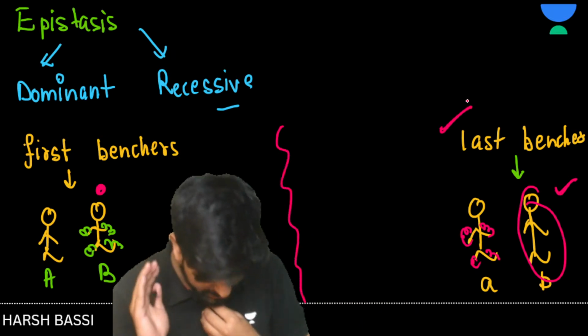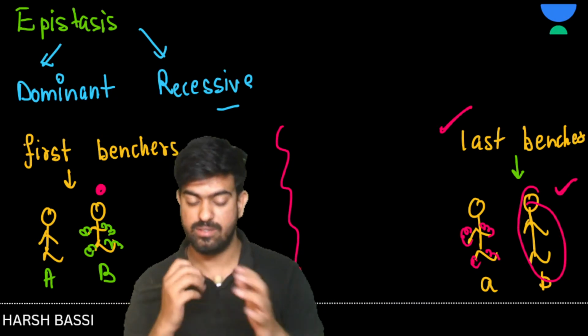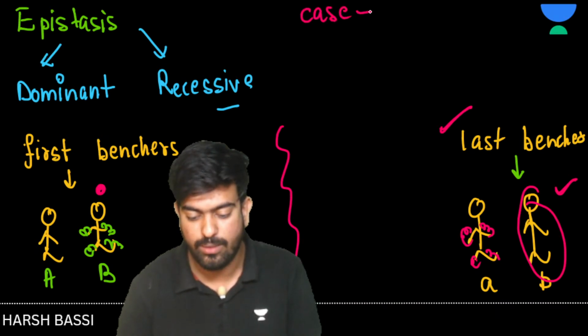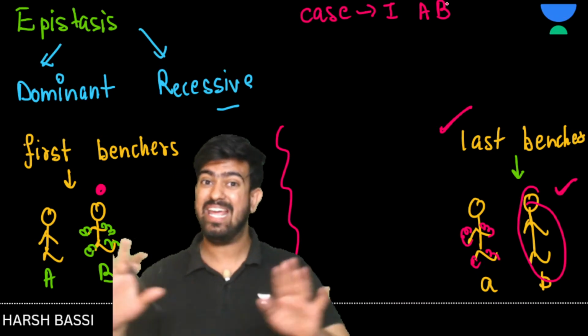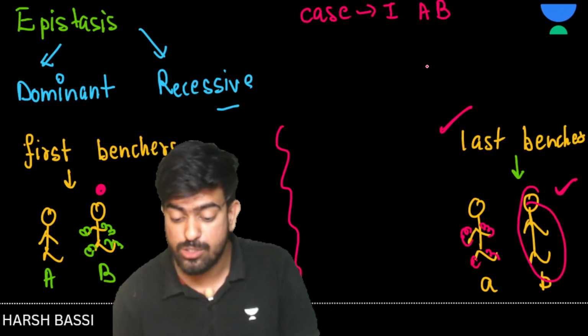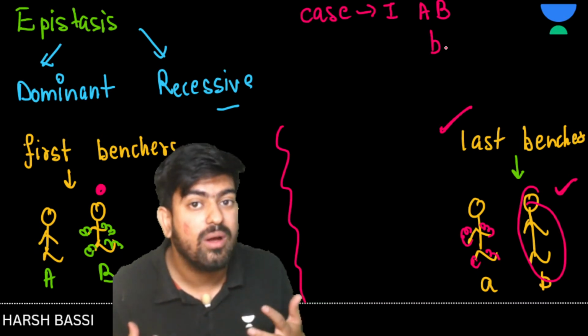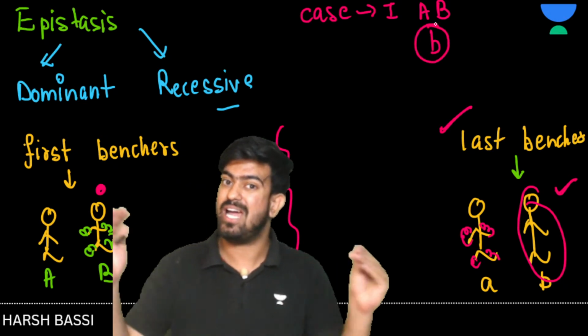Again, see what I said. I said that the first bencher and last bencher are having a fight. Case 1, or fight 1: in the first bench both A and B were present, and in the last bench only B was present. B was not strong. So when the fight happens, B will lose. The last bencher will lose.